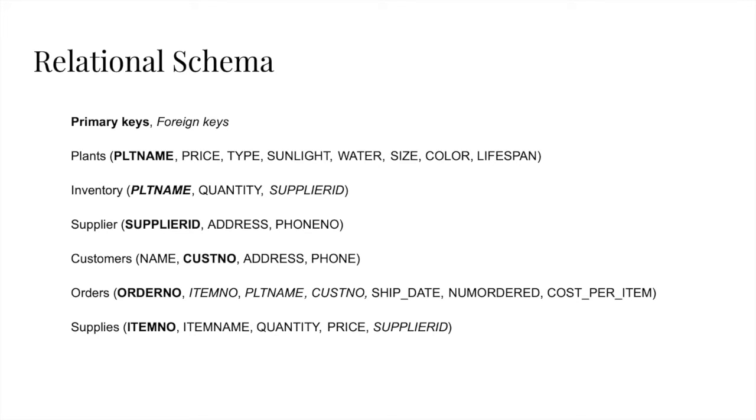If you look at the relation inventory just below the first example I gave you, you can see that plant name is in both bold and italics. That is because it is the primary identifier for inventory, but the attribute also exists in the first relation, plants.